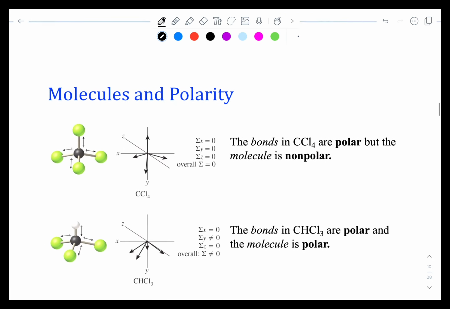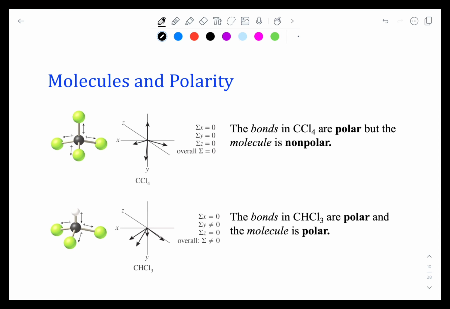Okay, so let's look at another example of this. This uses vector math. If you're familiar with vector math, maybe that's the best way for you to understand this. If not, you could just look at how the arrows are being pulled, or we can look at electron densities. That's totally fine. There's many ways to visualize this.